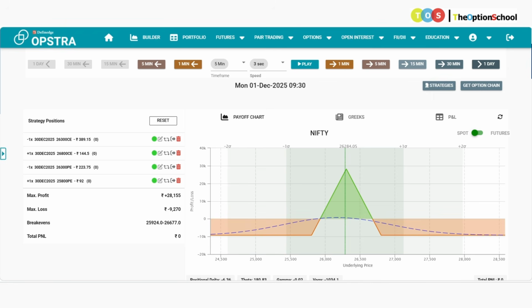Here if you see, you have accumulated a huge premium. So 28,000 premium is available, and we need to use this 28,000 premium to avoid this 9,000 loss. And that is the main understanding of how to adjust your Iron Butterfly trade.